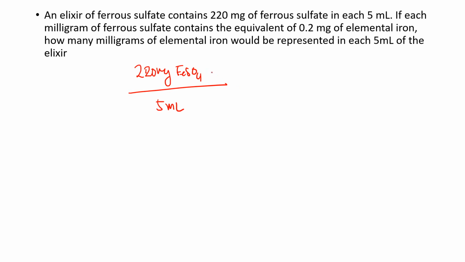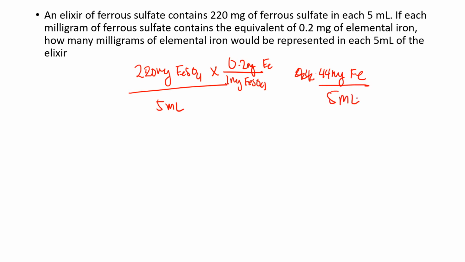So we don't need to actually use ratio and proportion for this one. We just need to convert ferrous sulfate into elemental iron. So 1 milligram of ferrous sulfate is equivalent to 0.2 milligrams of elemental iron. So that is actually 44. So ugly. 44 milligrams of iron per 5 ml. So this is what the question was actually asking.